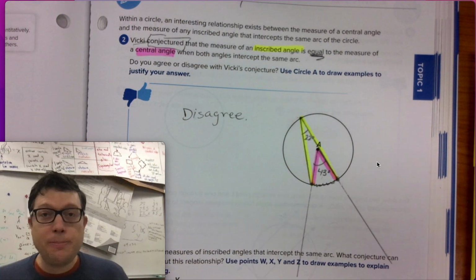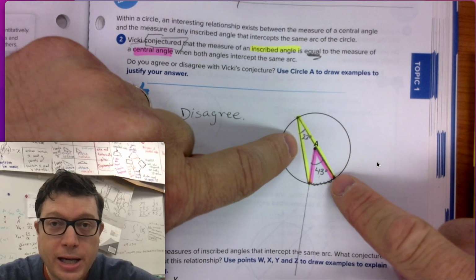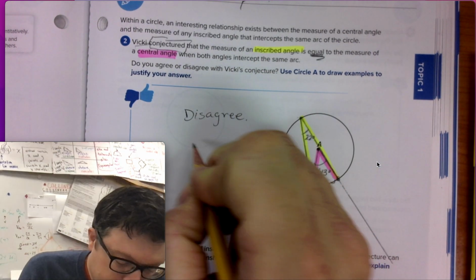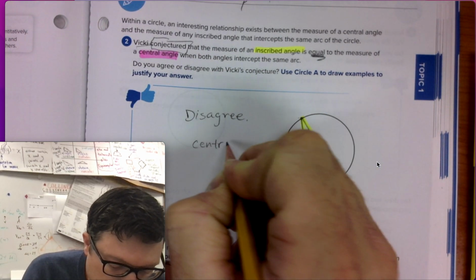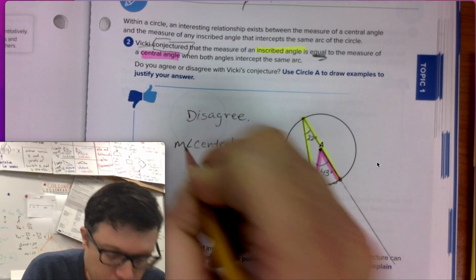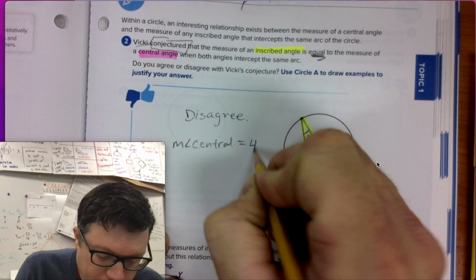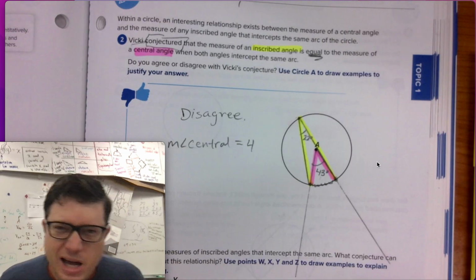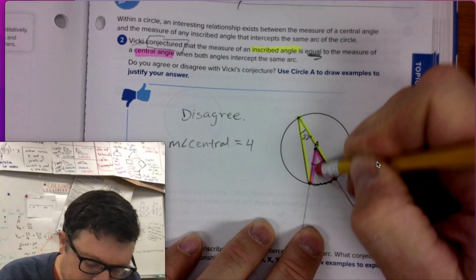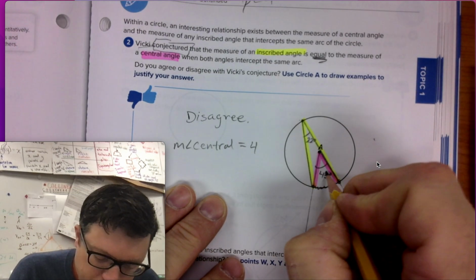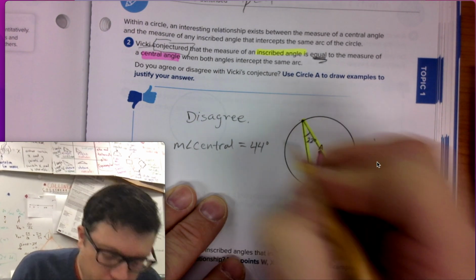But I disagree because I have my evidence right here. The central angle, I'm going to use some semi-correct geometry notation. I get a central angle of, I think I measured a little bit wrong. I think it was actually 44. Go back and check the tape. It was a 44-degree angle.